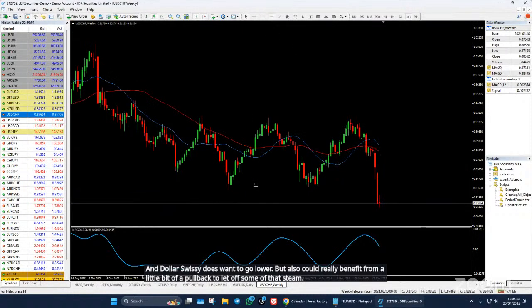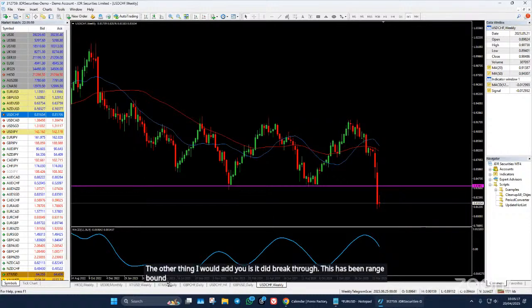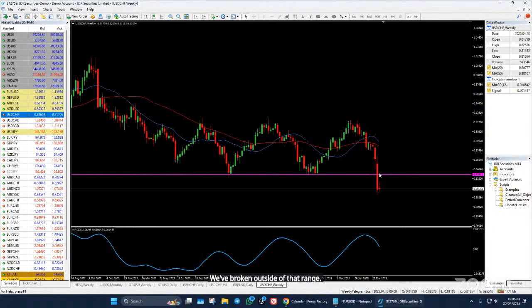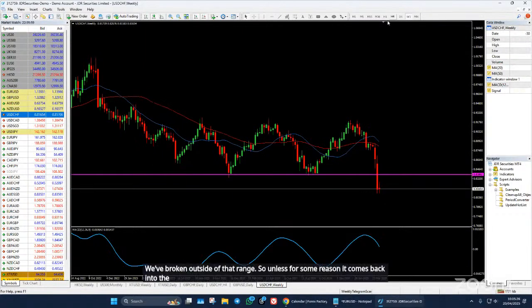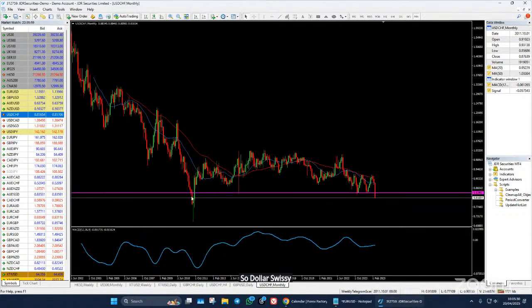The other thing I would add here is it did break through. This has been range bound for a very long time, going back to 2023. So almost a year precisely. We've broken outside of that range. So unless for some reason it comes back into the range, I would expect this to continue to head lower. So dollar Swissy now looking like we're back down below these lows.